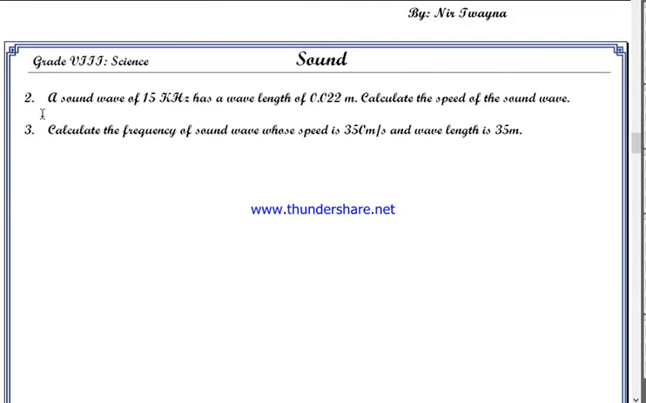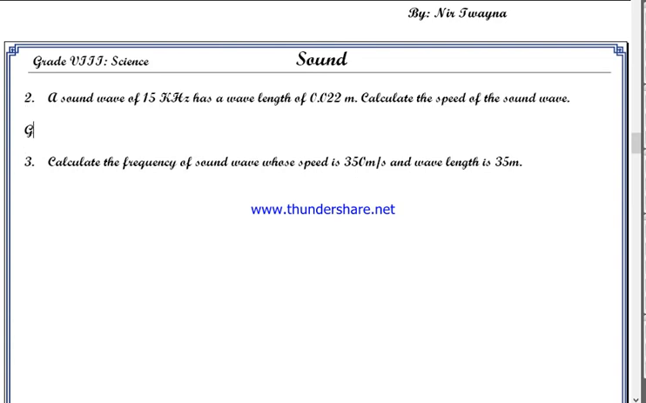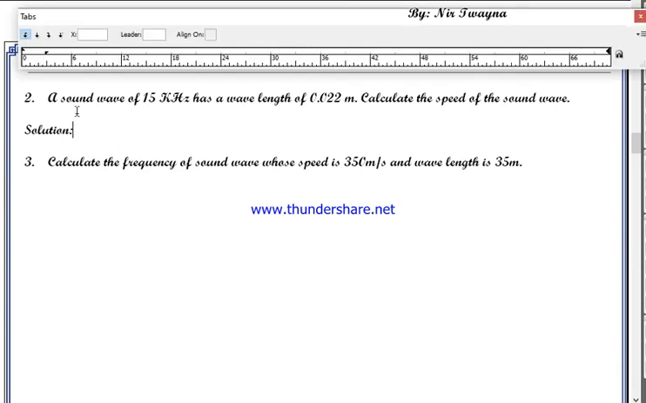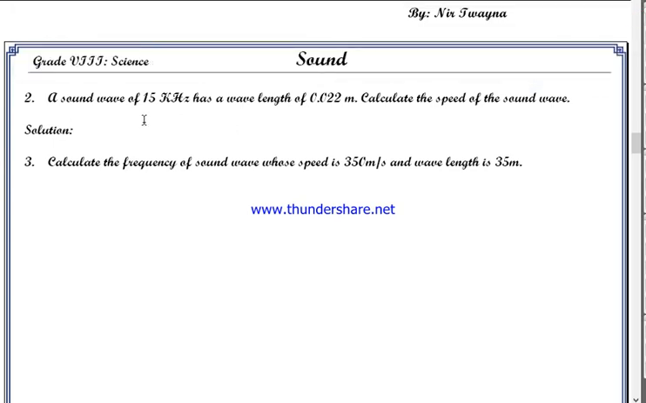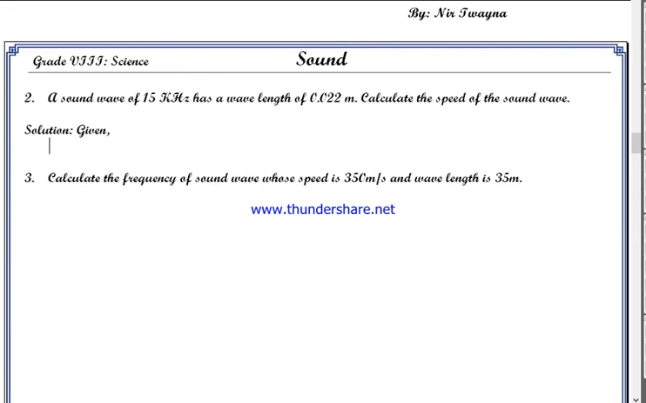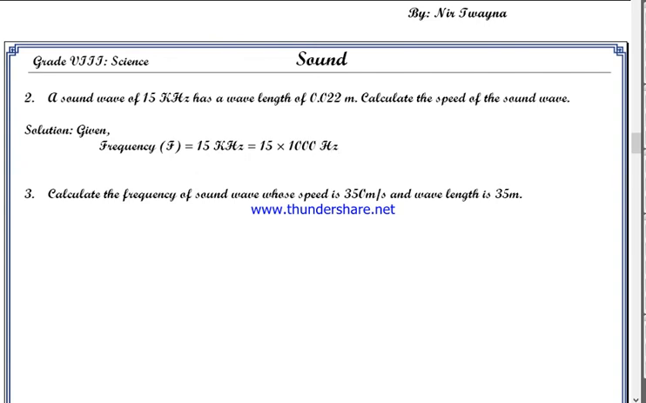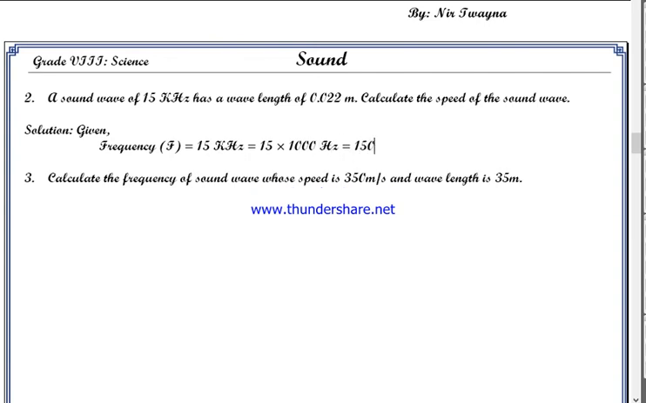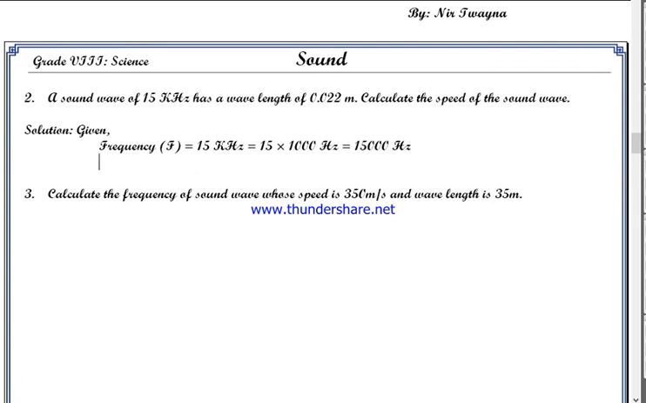Okay, let's see. Solution. First you need to take the given information. What information is given? You are given frequency. Frequency equals 15 kilohertz, and 15 kilohertz means 15 times 1000 hertz. So it gives you 15,000 hertz. This much you have to do.